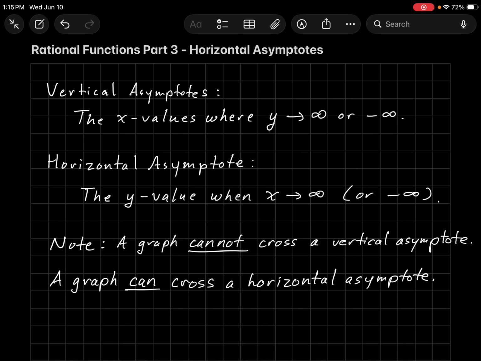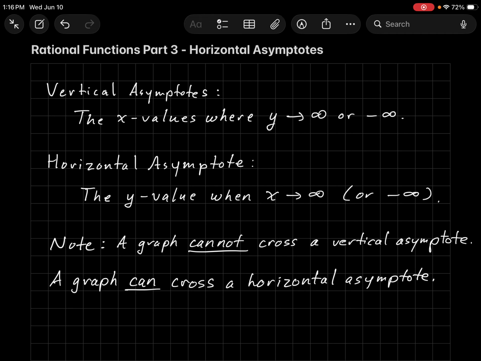Now there are functions that have more than one horizontal asymptote. As a general rule, when I'm teaching college algebra, I don't worry about those cases. So the horizontal asymptote that occurs when x goes to infinity, for us, will be the same horizontal asymptote when x goes to negative infinity.